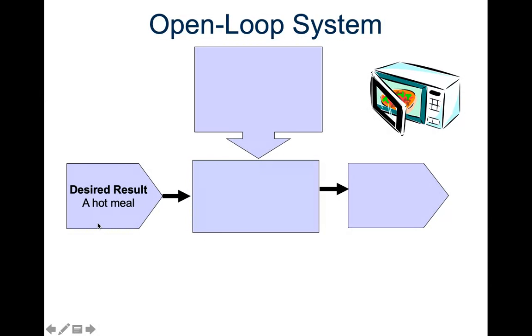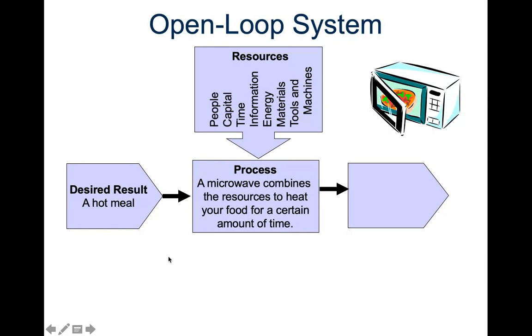Now, an open loop system. We have our desired result. We're going to go through a process, which is to heat it up in the microwave. And yes, the 7 resources are used in that process. A microwave combines the resources to heat your food for a certain amount of time, and then the actual result may or may not happen.